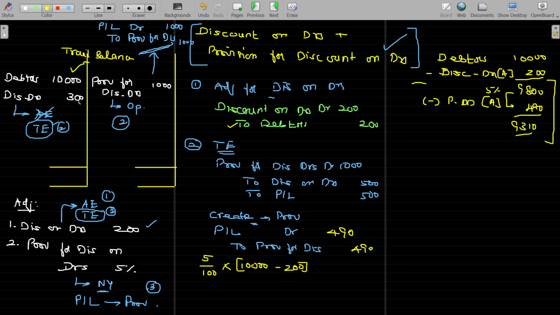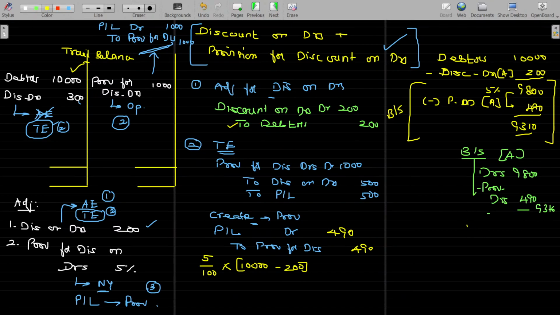This will go to the balance sheet asset side. If I open the balance sheet in the asset side, this will appear. Debtors 9,800 minus provision for discount on debtors 490. In the outer column, the ultimate value being 9,310.